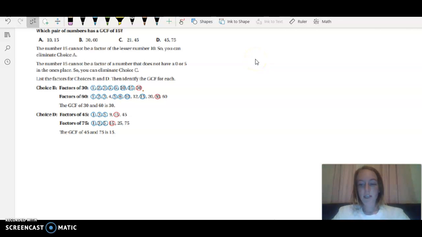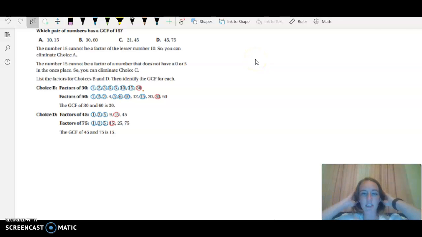Here's another type of question that you'll be asked. This one, just take any notes that you'd like and follow along. Which pair of numbers has a GCF of 15? Basically, out of those numbers, which one has a greatest common factor of 15? There's a few ways to solve this, but let's go through the options. We have 10 and 15, 30 and 60, 21 and 45, and then 45 and 75.